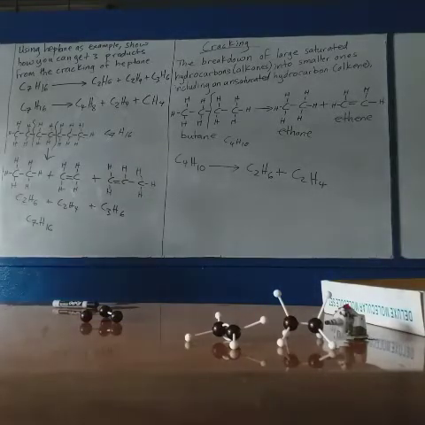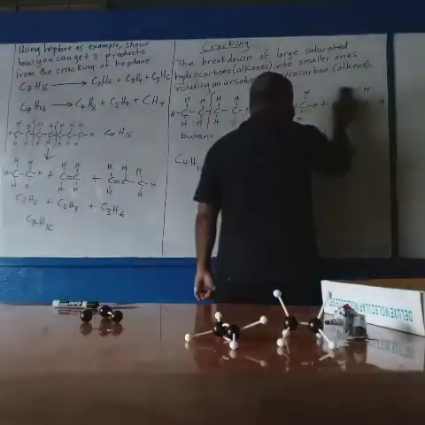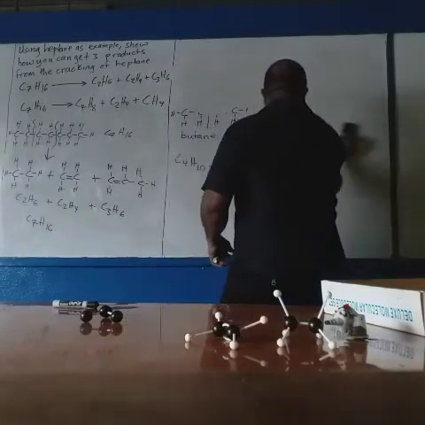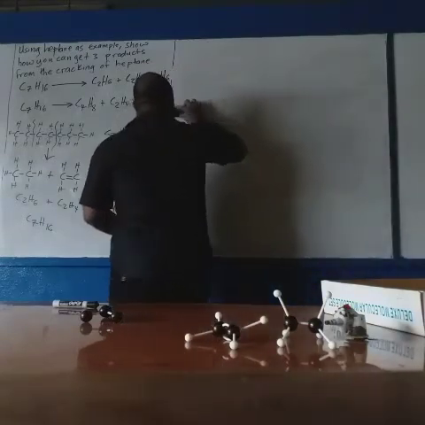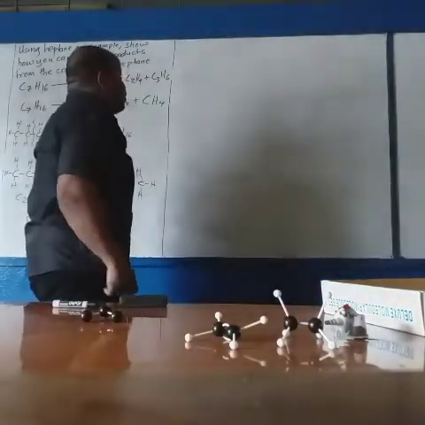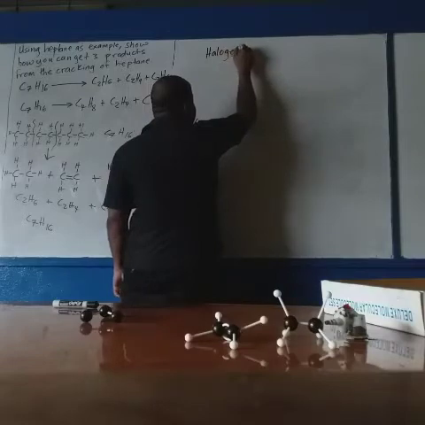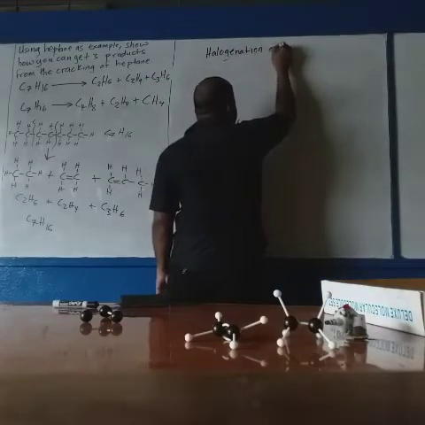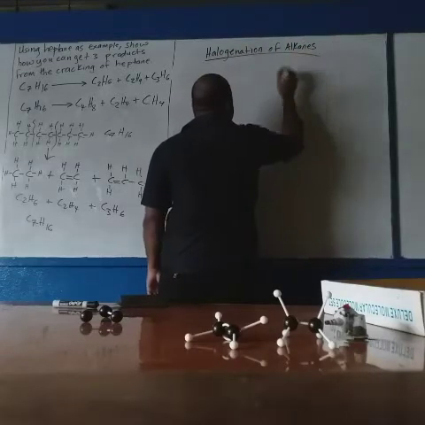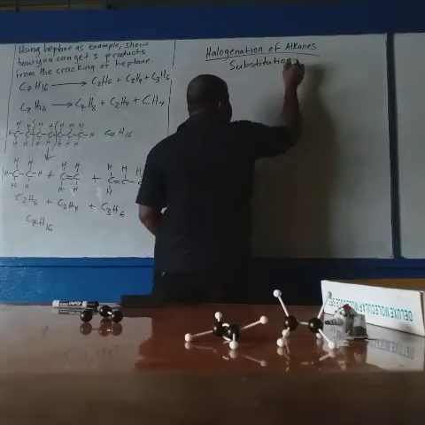So the final reaction now is substitution. Now I can say halogenation because we will be adding a halogen. So we're doing the halogenation of alkanes. Right? And so we can also call it substitution. And let's explain why.